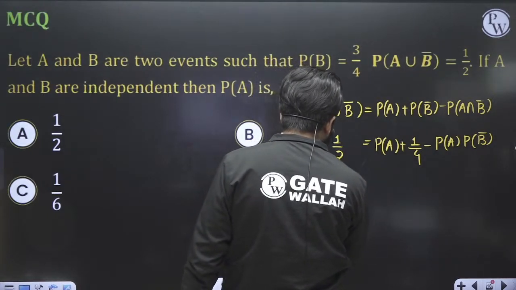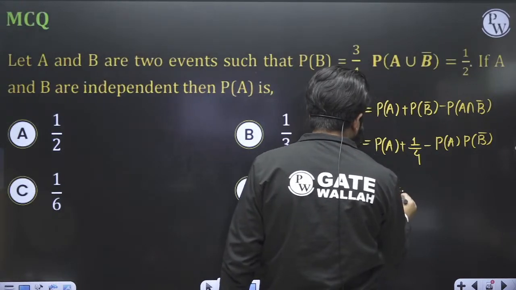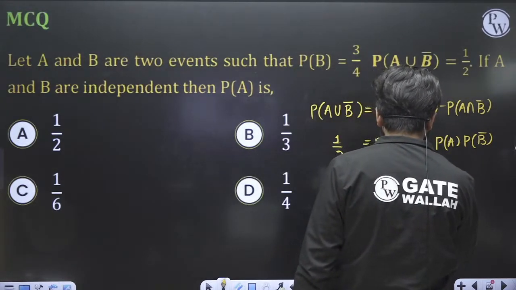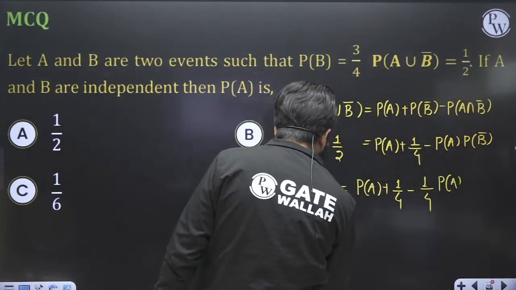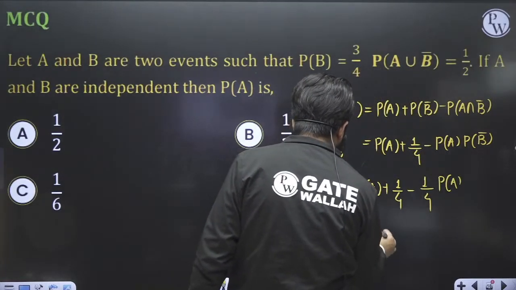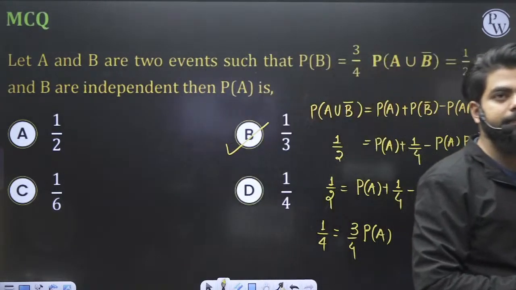This becomes 1/2 is equal to PA plus 1/4 minus 1/4 PA. Okay, 1/4 comes to the right side, this becomes 1/4 and this becomes 3/4 PA. PA comes out to be 1/3, which is B option. Correct?